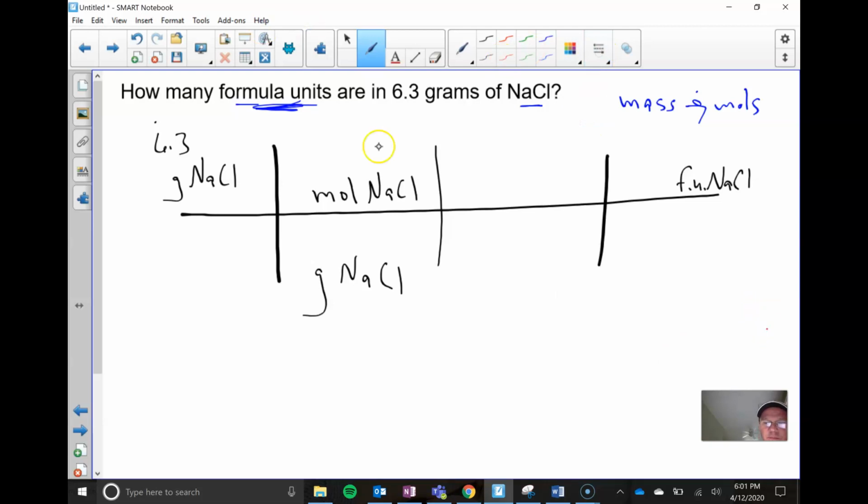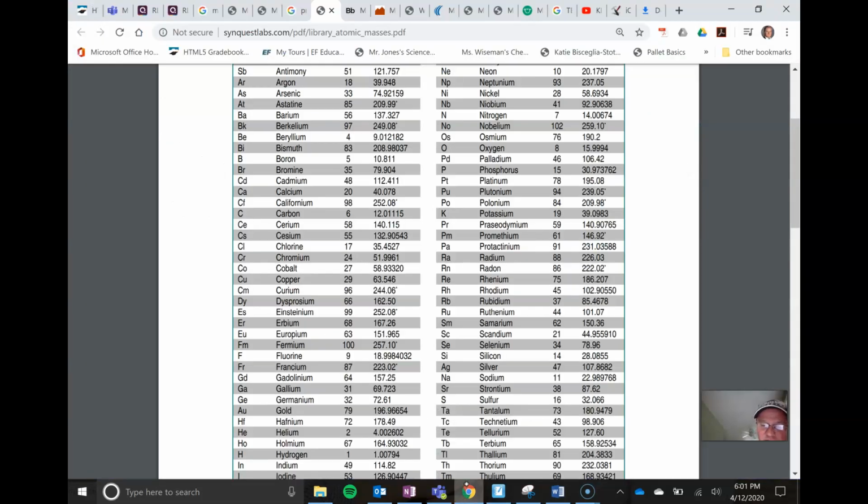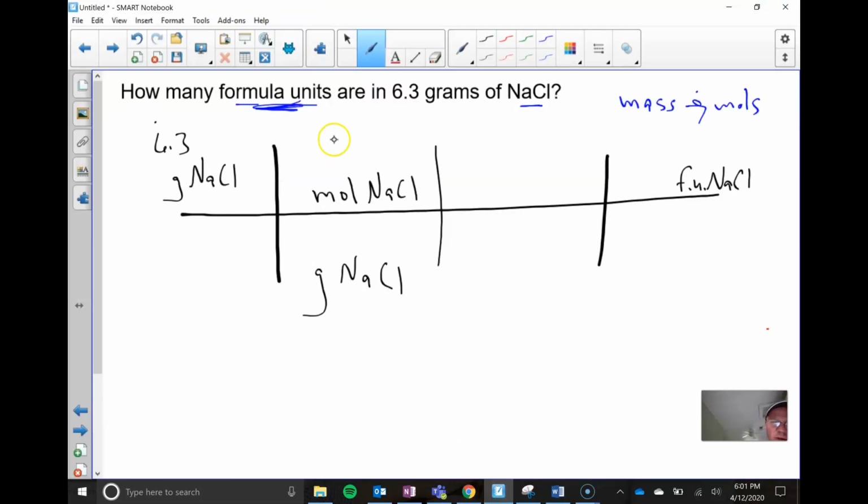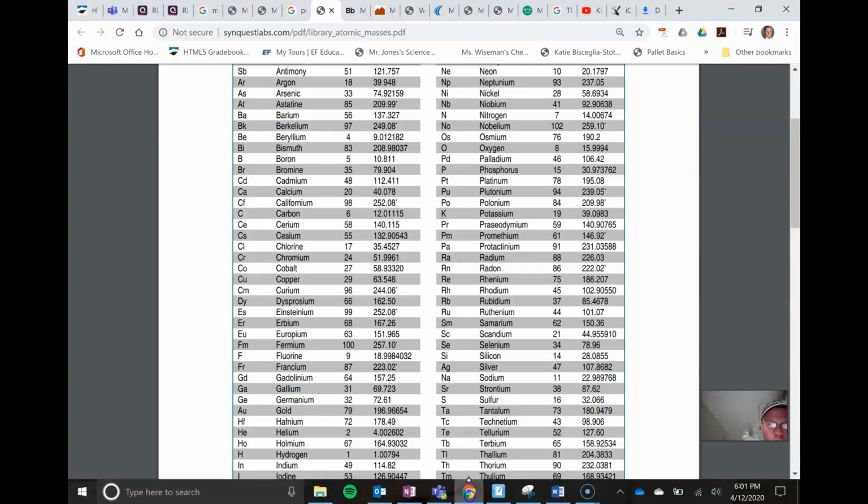As always, anytime we're dealing with grams and moles, we get that information from the periodic table or from this list that you have. It's always 1 mole of a substance when we're dealing with molar mass. So 1 mole of sodium chloride equals how many grams? Well, we have to calculate that. Sodium, 1 mole of sodium equals, oh, this is alphabetical. Sodium, 22.99.